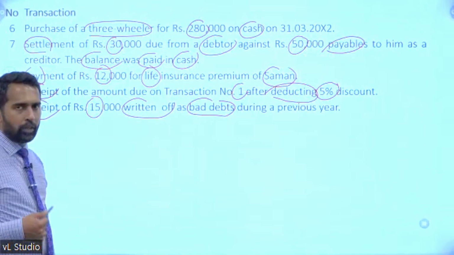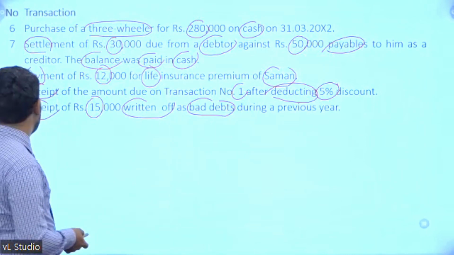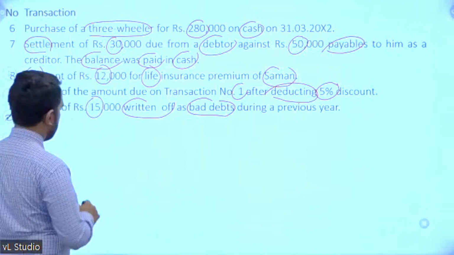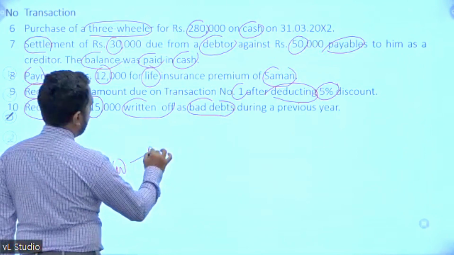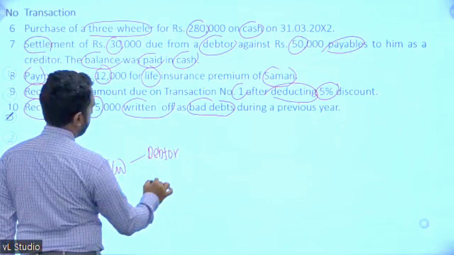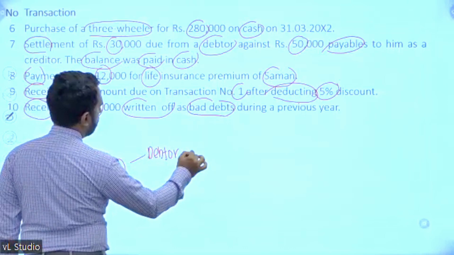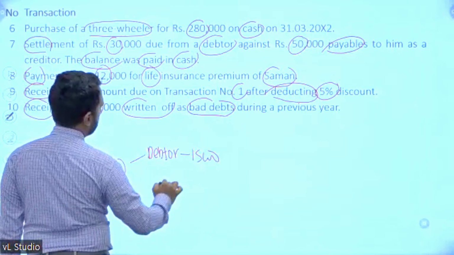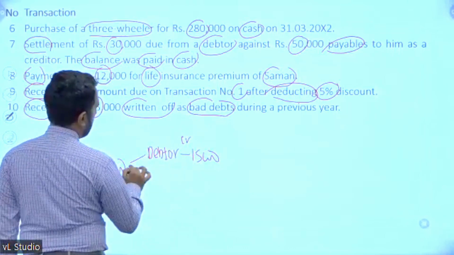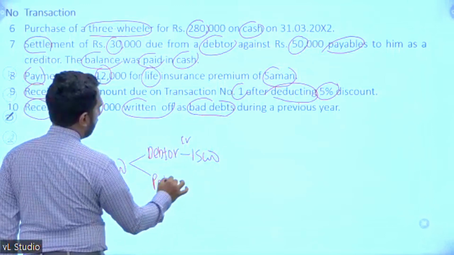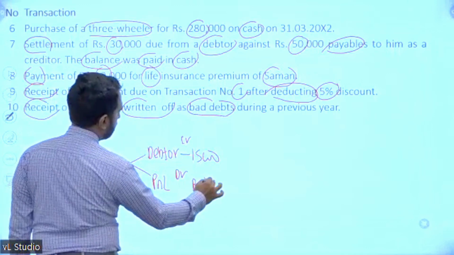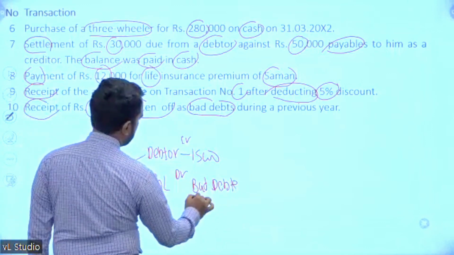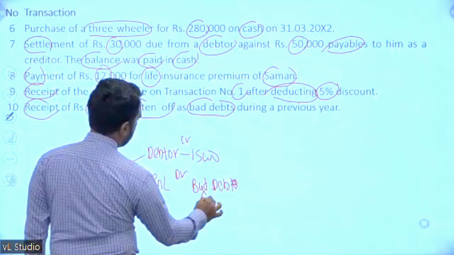So last year you wrote off a bad debt. You know that when you write off a bad debt, let's say 15,000 was a debtor, you are going to write it off. So from the debtor, you deduct 15,000, the credit, and to the P&L you charge the debit as a bad debt expense, 15,000.